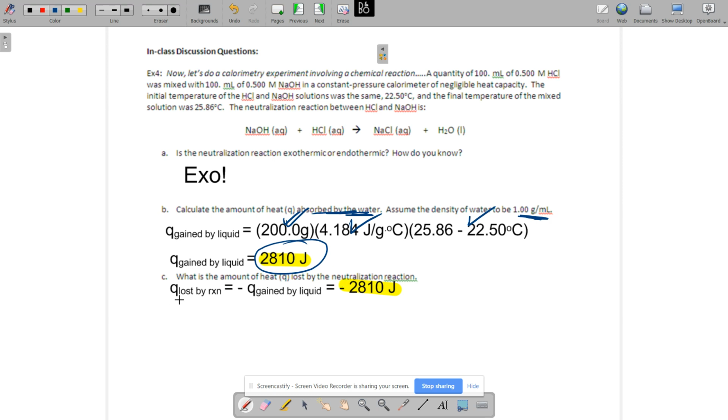And then, my favorite question: what is the amount of heat lost by the neutralization reaction? The surrounding liquid absorbed energy, so the reaction lost energy. Same number, but opposite sign. And please notice how I'm labeling all my Q's so I can follow along what heat quantity I'm talking about.